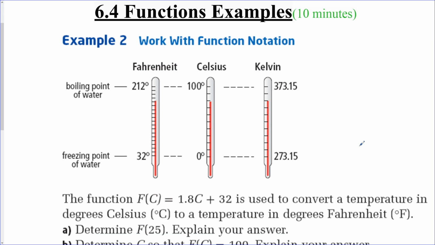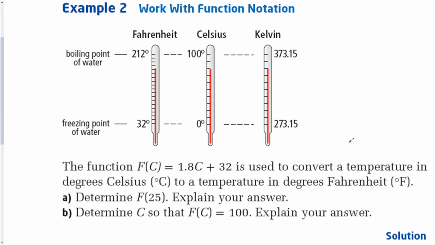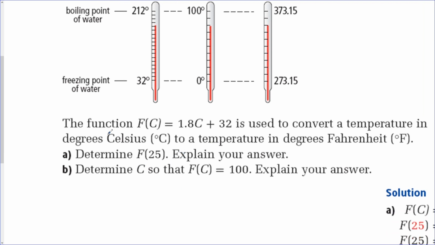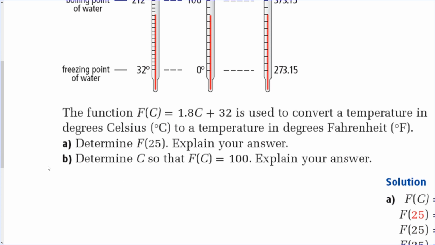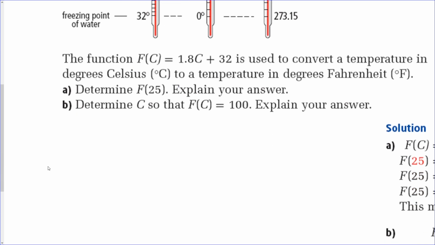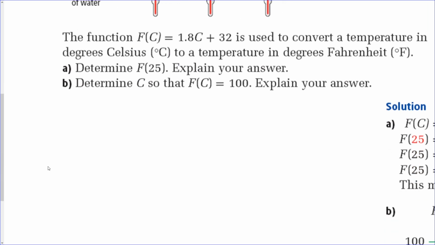So now we can do an example with the function notation. The function f at c is equal to 1.8c plus 32 is used to convert a temperature in Celsius to Fahrenheit. Determine f at 25. Explain your answer. So f at 25 is saying, what is the temperature in Fahrenheit if it's 25 degrees Celsius? And then the second part's a little more complicated. Determine c so that f at c is equal to 100. Explain your answer. We'll start off with A.